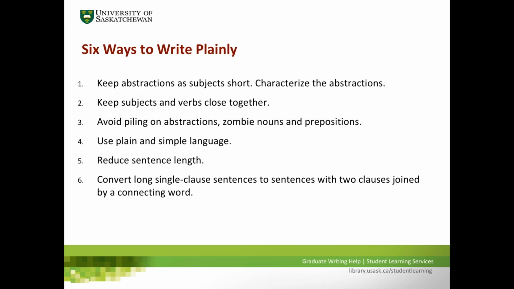So let's move on now and talk about 6 ways to write plainly. The first is to keep abstractions as subject short and to try to characterize them, try to make them human if you can. And the second is to keep subjects and verbs close together. The third is avoid piling on abstractions, zombie nouns, and prepositions. The fourth is to use plain and simple language. The fifth is to reduce sentence length. And the sixth, to convert long single clause sentences to sentences with 2 clauses joined by a connecting word. So let's go through these now with examples.